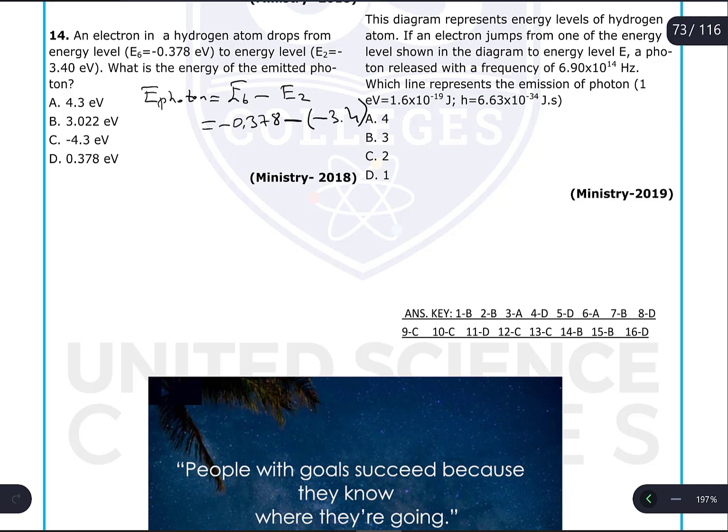So use the calculator: negative 0.378, minus bracket, negative 3.4, close the bracket. Answer is 3.022 electron volt, which is B.